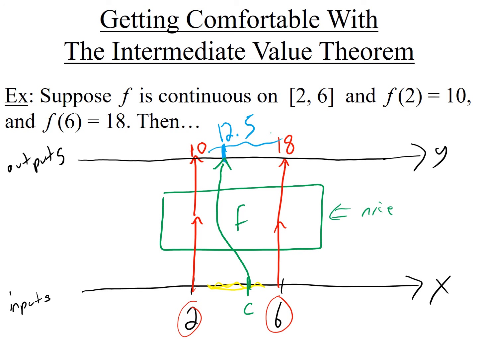So think of it as like a game. If I give you an output that I want the function to have, you could find the input that gives me that output. The output that I'm going to come up with, I'm going to call it n. N has to be between 10 and 18. And the input that exists by the intermediate value theorem, that's called C. That's got to be between 2 and 6. Let's do one more example just like this one.